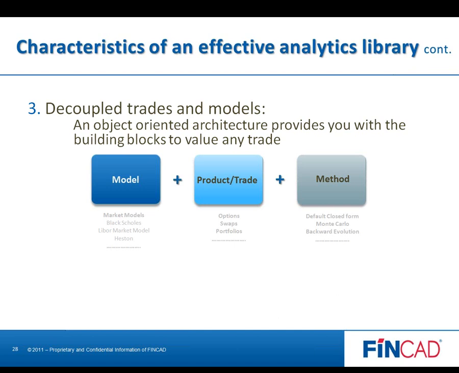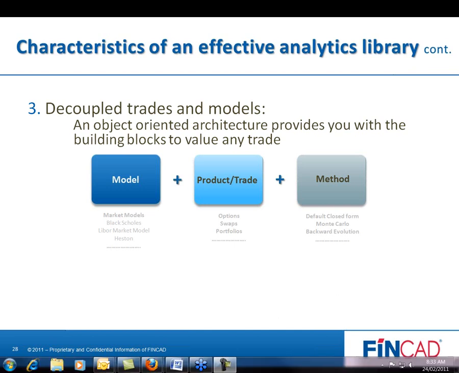Not all solution methods would necessarily be applicable for all combinations of trade and model. For example, for a vanilla European option in the Black-Scholes model, many solution methods would be available, such as closed form, Monte Carlo, or backwards evolution on a finite difference grid or on a tree. However, for exotic trades or for complex models, only Monte Carlo would be available.